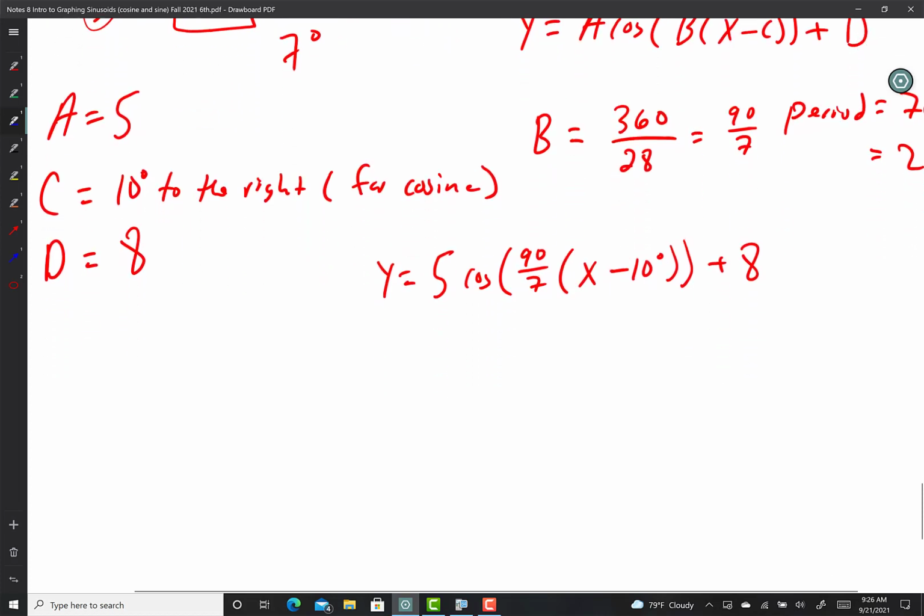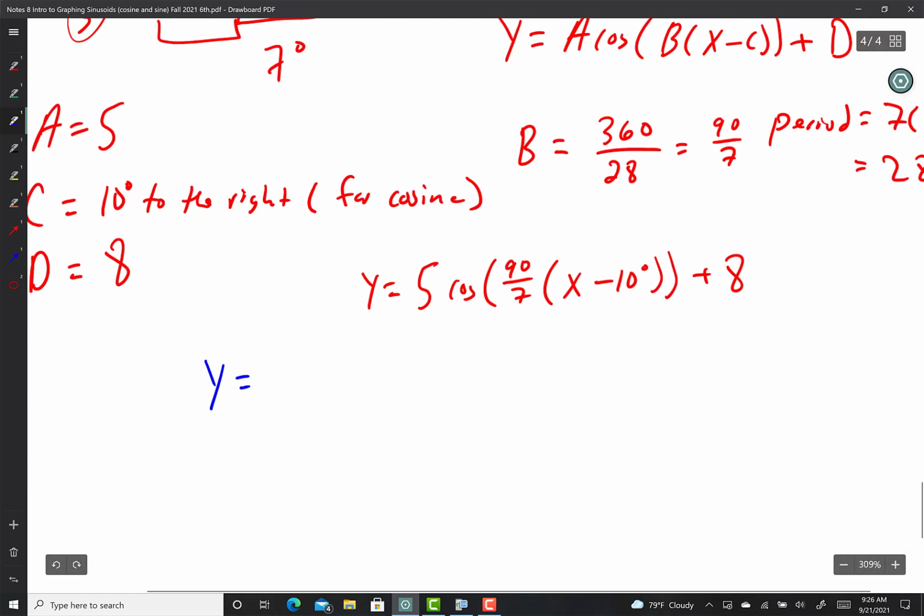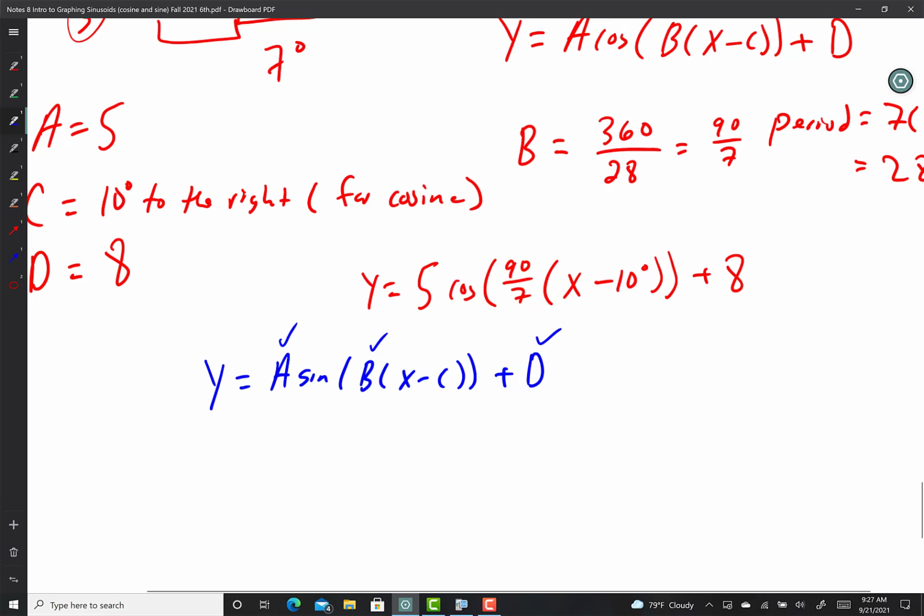Ready, guys? What if I wanted this in sine? So I'm going to write the sine formula. All I'm doing is replacing cosine with sine, literally. A sine B x minus c, close, close, plus d. You can express any sine. This is a wave, and sine and cosine look exactly the same. So that means sine is going to have the same amplitude, the same b, the same d. The only thing that changes is your c.